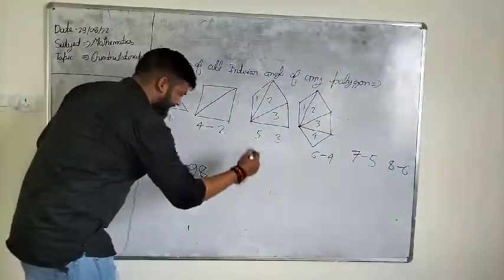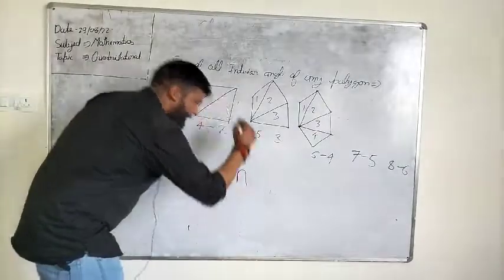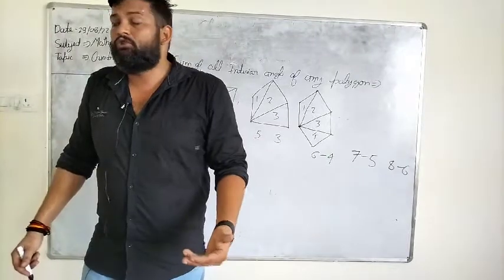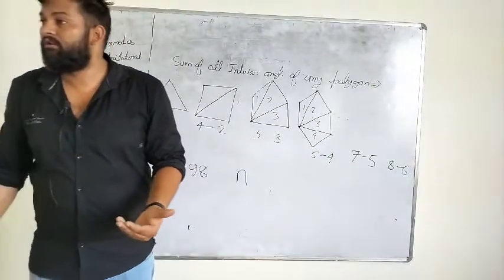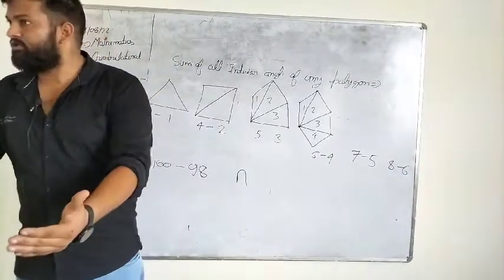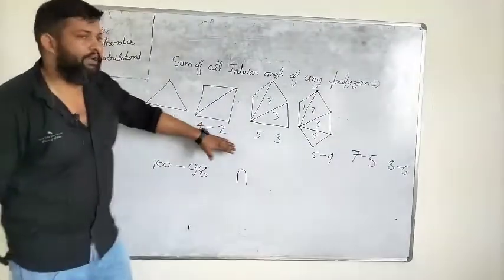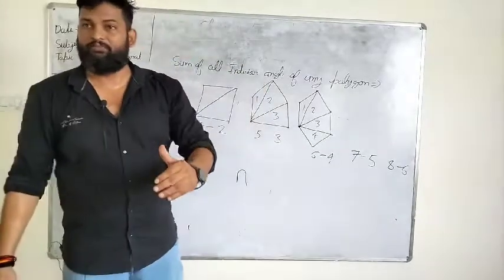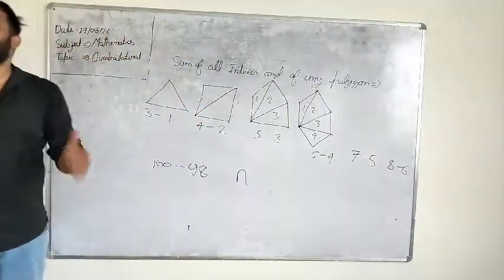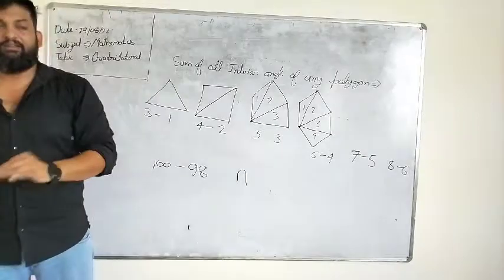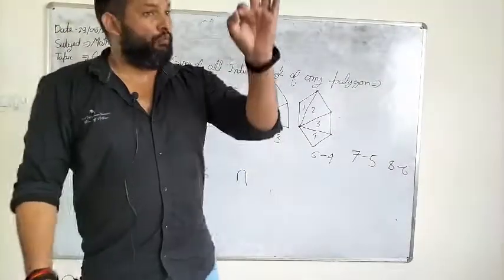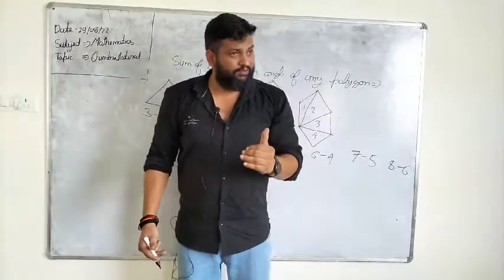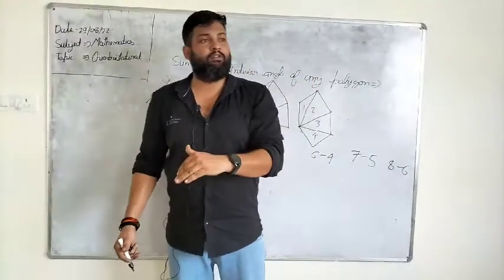And after that, if I ask you, when the number of sides is n, what is the number of triangles? n minus 2. Because everywhere the difference we find is 2. It means the number of triangles is less by 2 than the number of sides.